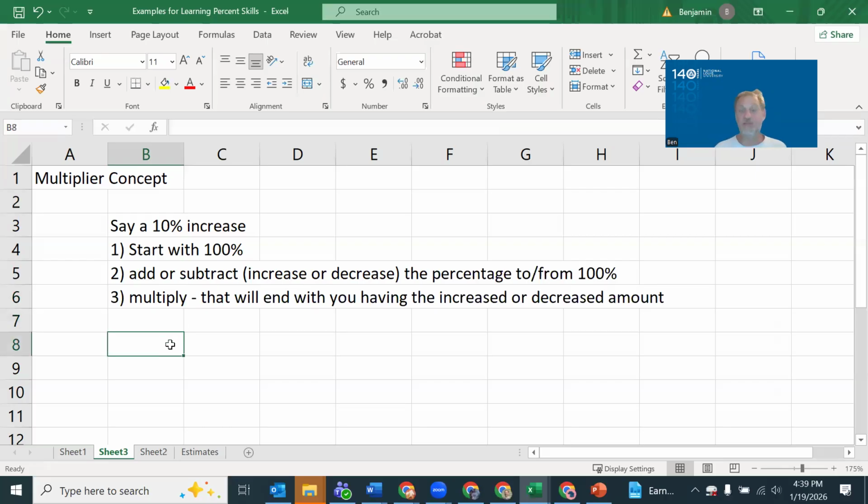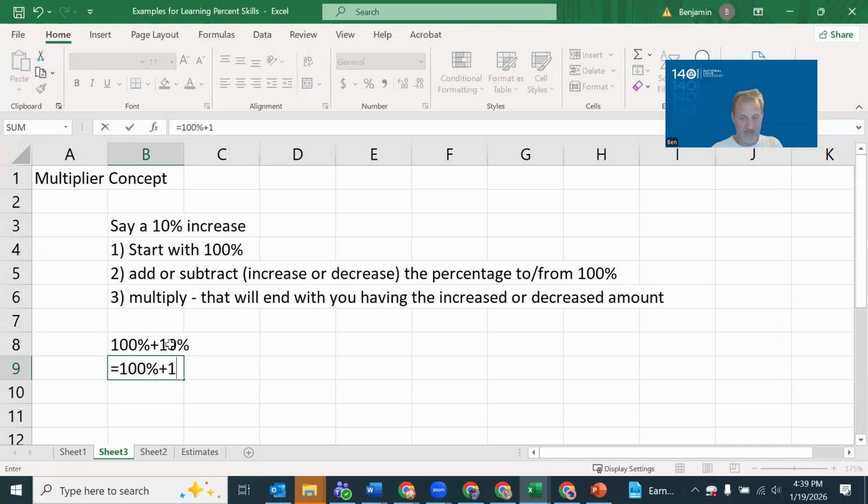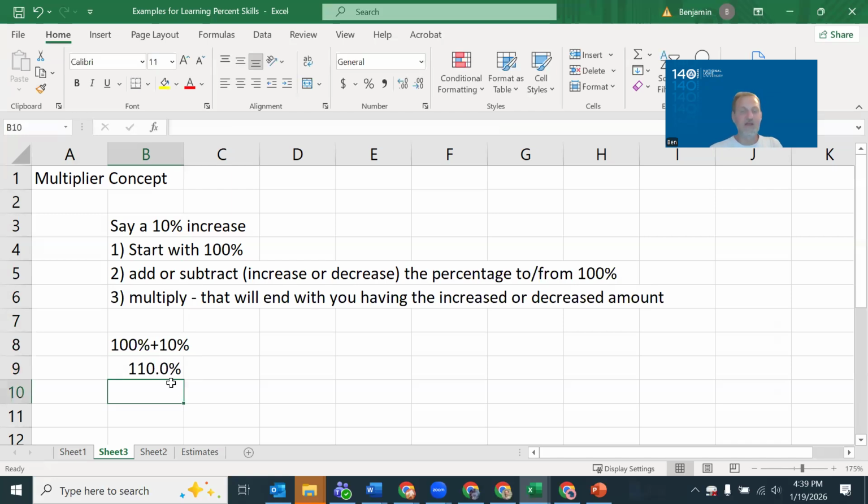And so with a 10% increase, I do 100% plus 10%. I'll do the math here, 100% plus 10%, 110%. And now that's my multiplier. So if I multiply whatever by 110%, that will give me a 10% increase.